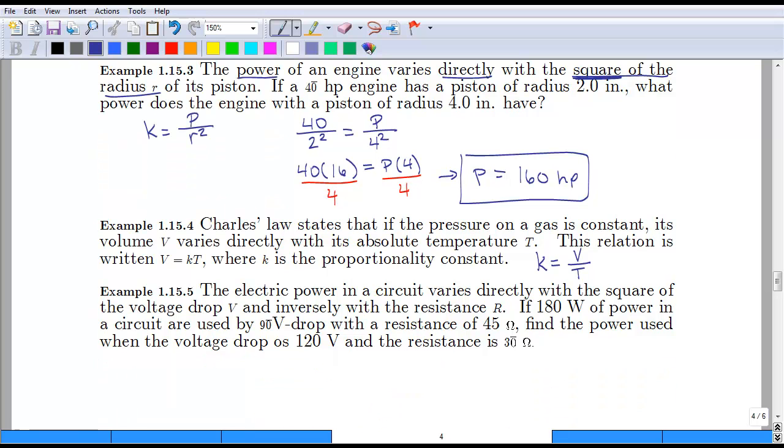So this concludes the first video for section 115, which dealt with direct variation. The next video will discuss inverse variation.